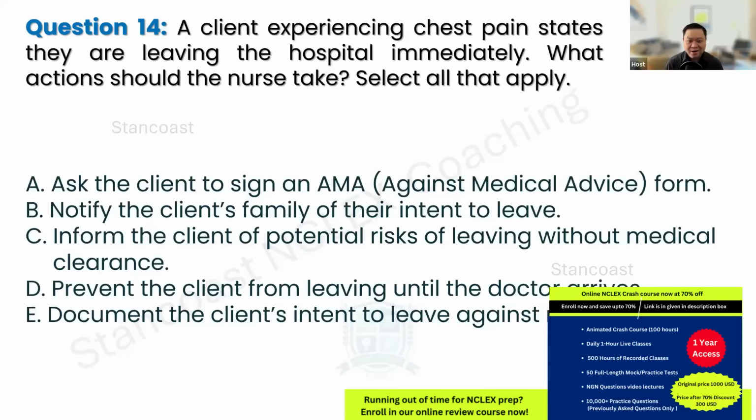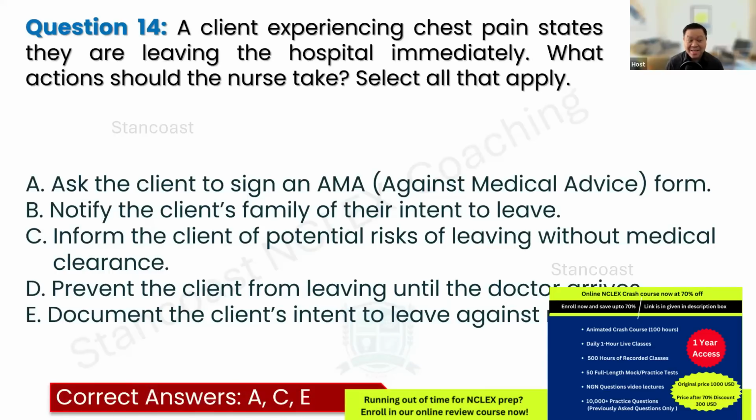The correct answers here are letters A, C, and E. If you selected letter A, having the client sign the AMA form can help protect the hospital from liability and also documents the client's decision. If you selected letter C, educating the client about the risk associated with leaving against medical advice is also a nursing responsibility. And letter E is also correct because documenting the client's choice to leave AMA provides a clear record of the situation.